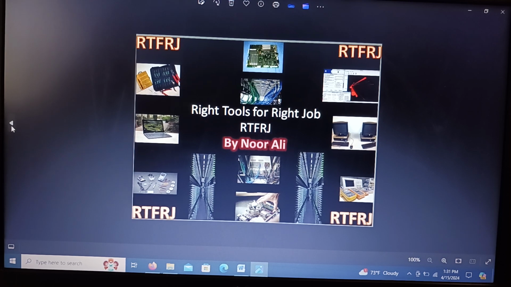So keep in mind, as I keep flipping this book, my next video content will be on wiring diagram. Okay, wiring diagram, right?